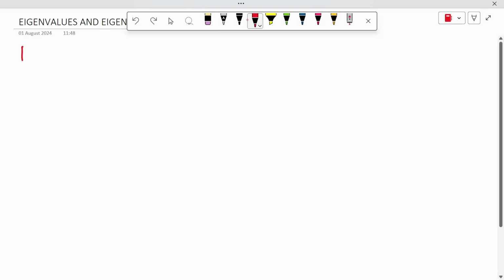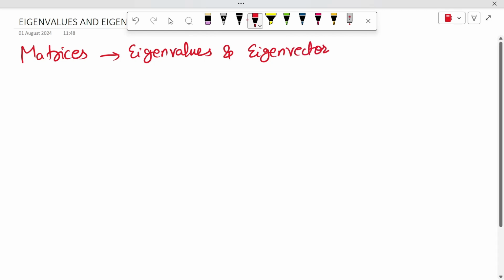Students, today we will see one topic from matrices, that is eigenvalues and eigenvectors. Today we will cover this topic broadly. I will not only discuss an example about this, but also I will discuss the step by step process of how we can move further and learn this topic.